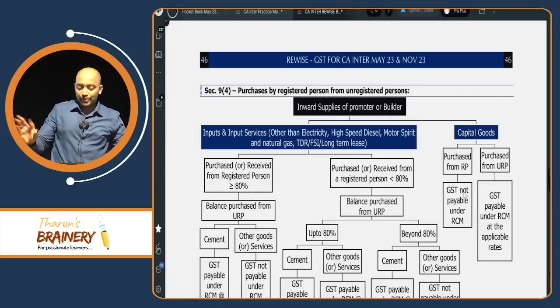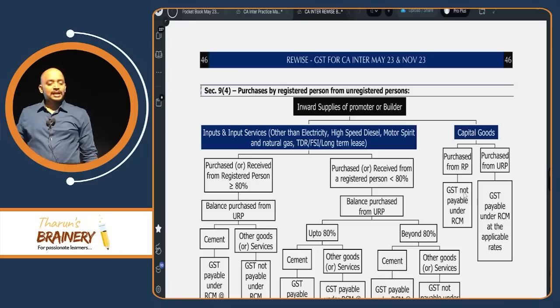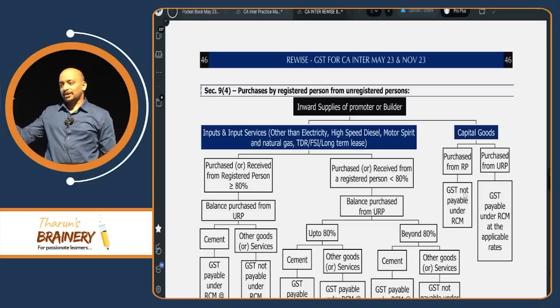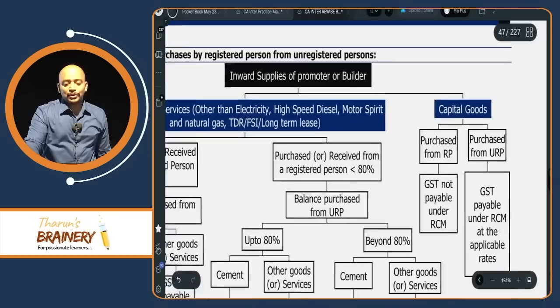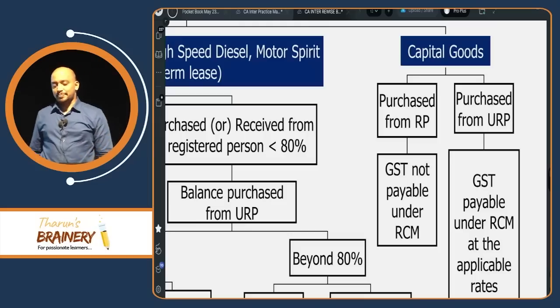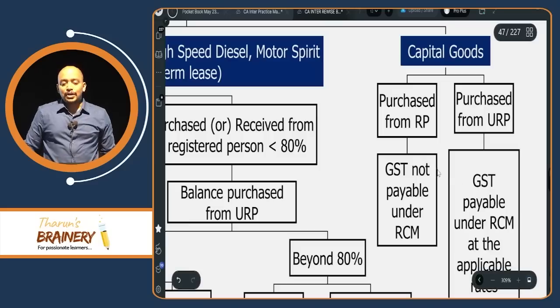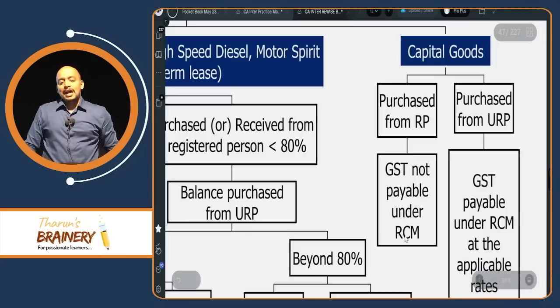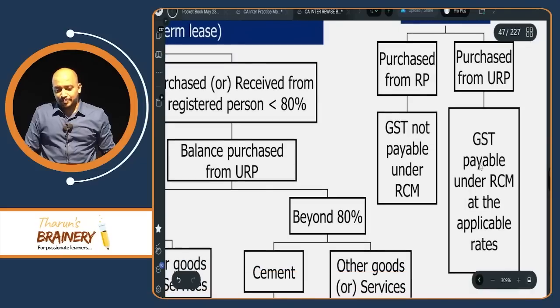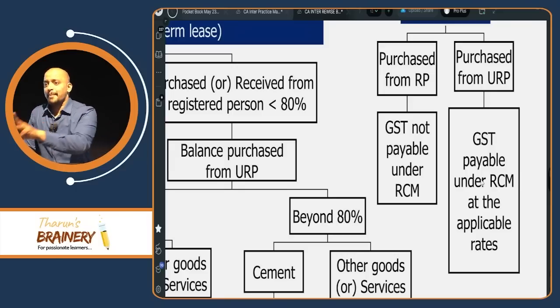Understood or not? Now, these purchases of a promoter or builder are broadly divided into two: inputs and input services, and capital goods. Now, first you look into capital goods. Capital goods, are they purchasing from a registered person or an unregistered person? You need to check. If capital goods are purchased from a registered person, they don't have to pay GST under RCM. Why? Already they paid. And if they buy capital goods from an unregistered person, they need to pay GST under RCM at the applicable rates. Applicable rates means the applicable rate for capital goods.